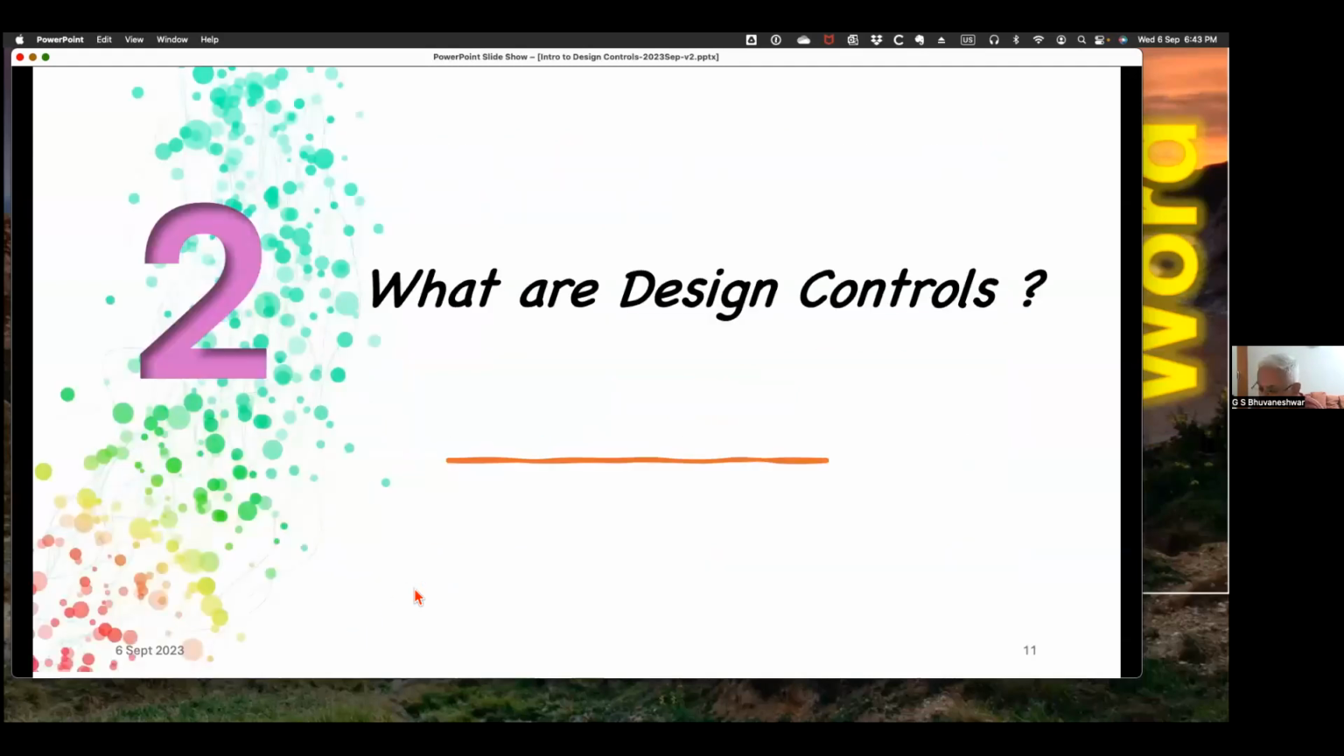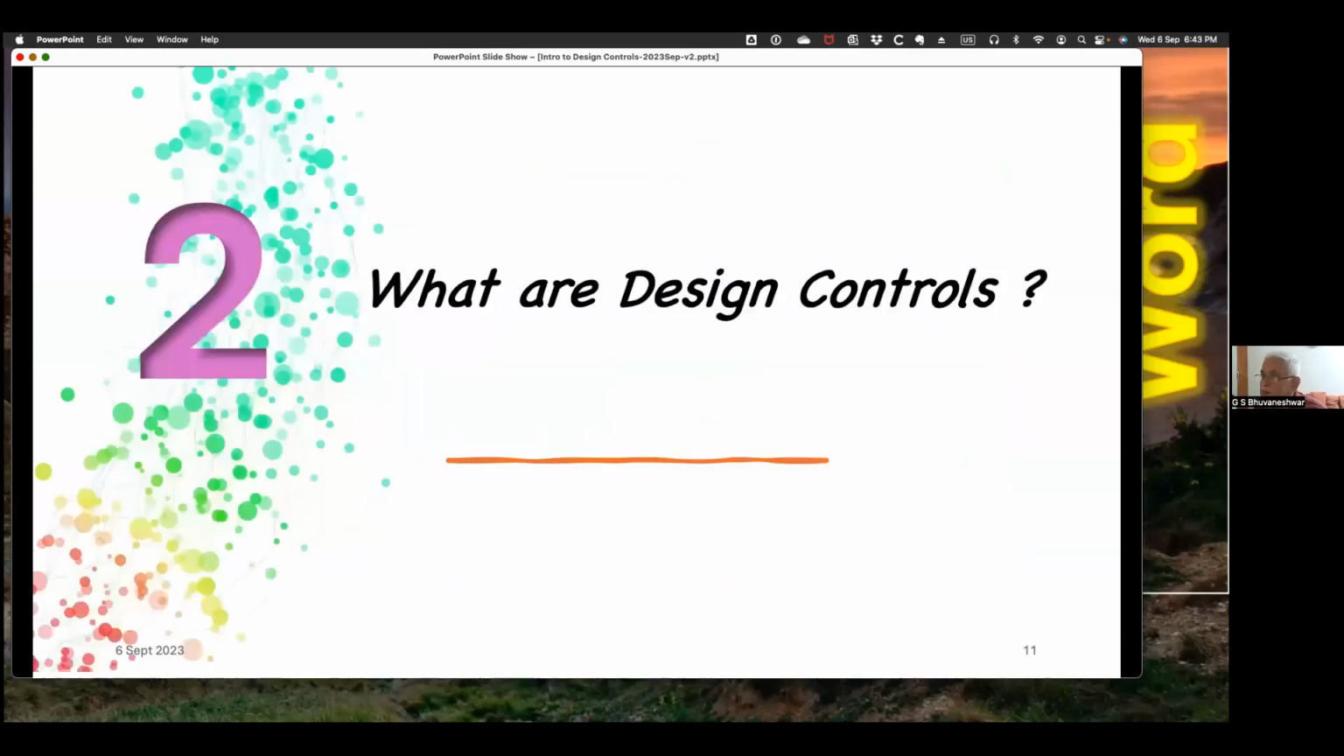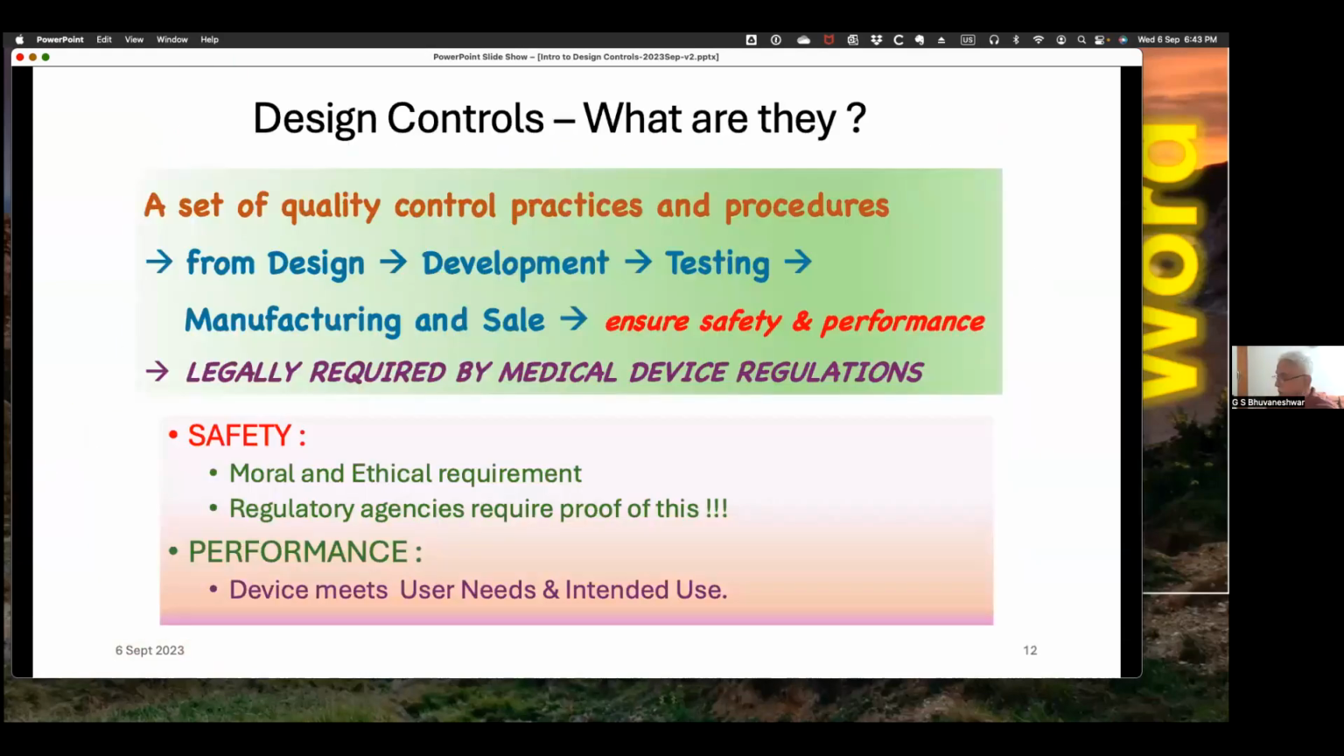So the main thing is design controls help us ensure that the product comes out as safe and works as you claim it to be. So what are design controls? Design controls are a set of quality control practices and procedures which you put into practice starting from design, development, through all the testing, in vitro testing, animal testing, whatever testing you do, and then go on to manufacturing and sale, so that you finally ensure that your product is safe and performs as you claim it to be. Right now it's a legal requirement for all medical device regulations all over the world.